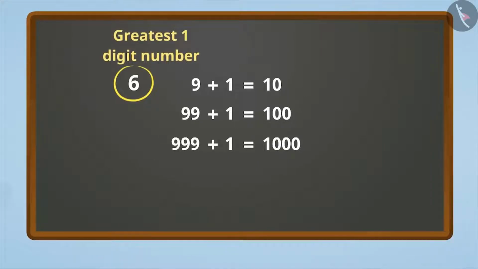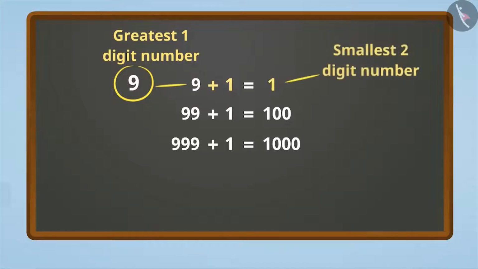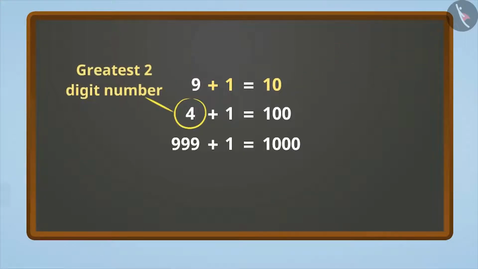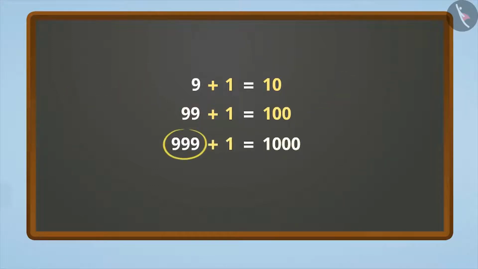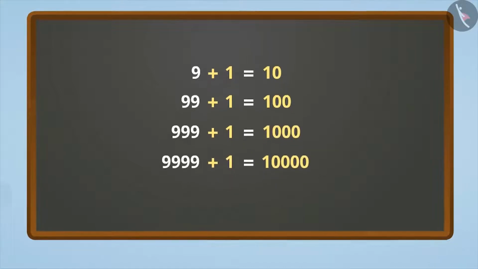The greatest single-digit number is 9, and if you add 1 to this, we get the number 10, which is the smallest two-digit number. Similarly, the greatest two-digit number is 99, and by adding 1 to this, we get 100, which is the smallest three-digit number. Continuing with the same pattern, we will get the smallest four-digit number, 1000, smallest five-digit number, 10,000, and similarly smallest six-digit number, 1 lakh.